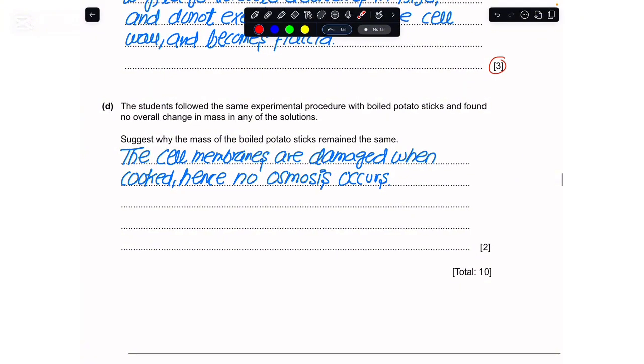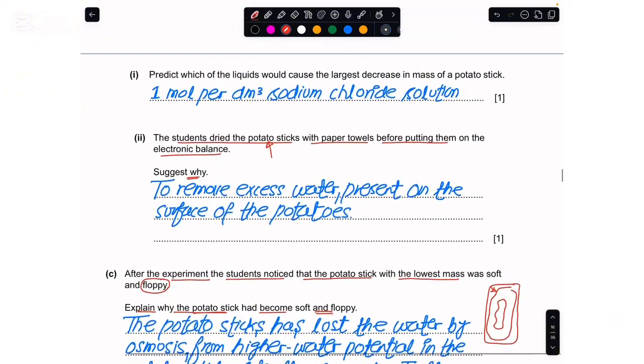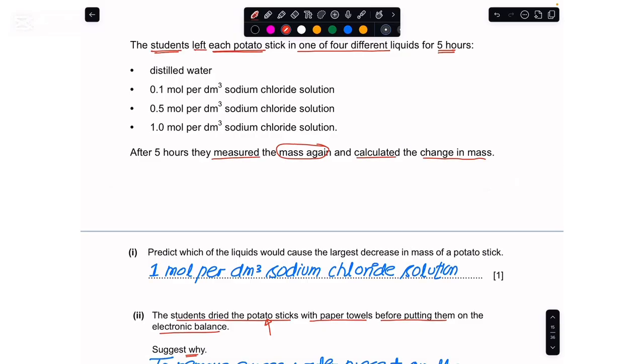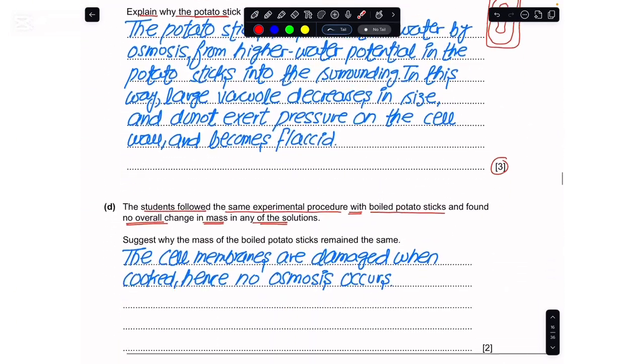If we move further, for a total of 2 marks, they are asking that the student followed the same experimental procedure, but now did not take fresh potato sticks, but rather boiled the potato sticks and then immersed them into the solutions. And what they measure is that there is no overall change in the mass in any of the solutions, whether they place them in distilled water or in the other solutions that were 0.1, 0.5, and 1 mole per dm cube. So the boiled potato sticks do not show any change in mass.